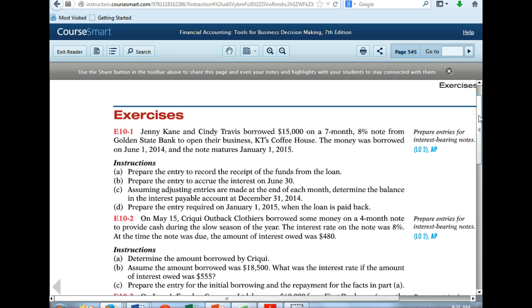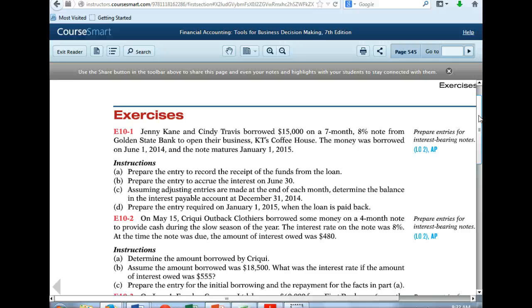Jenny Kane and Cindy Travis borrowed $15,000 on a 7-month 8% note from Golden State Bank to open their business, KT's Coffee House. The money was borrowed on June 1st, 2014, and the note matures on January 1st, 2015. So they're borrowing this for 7 months, okay?